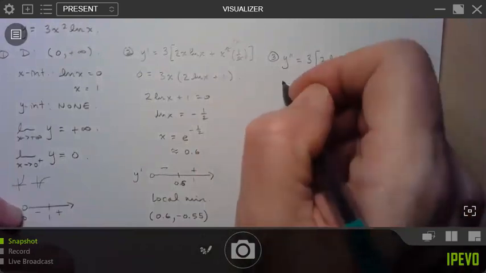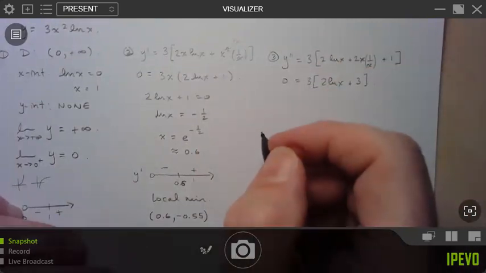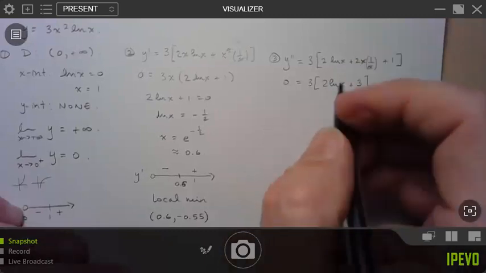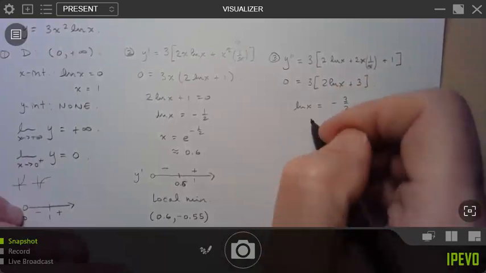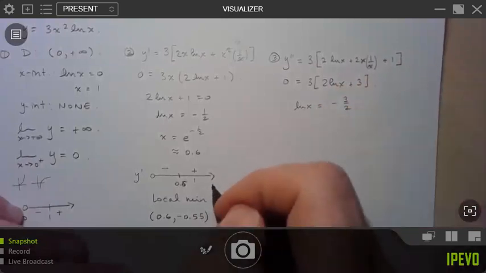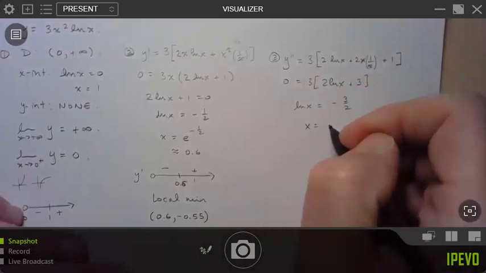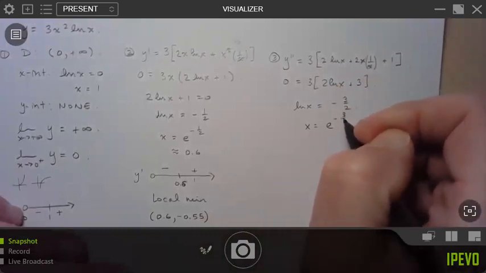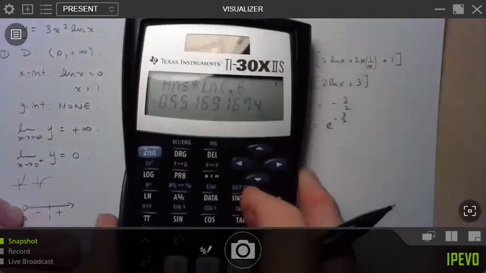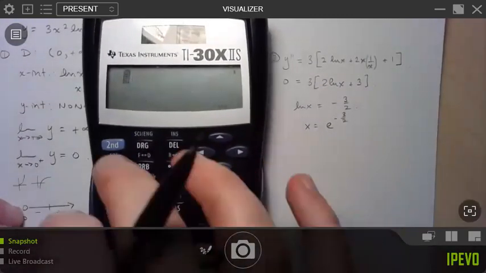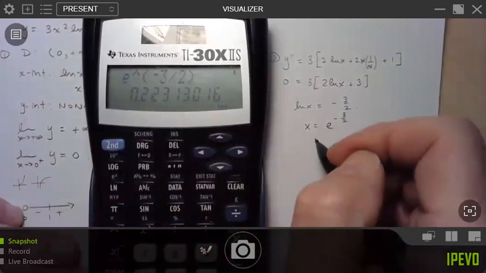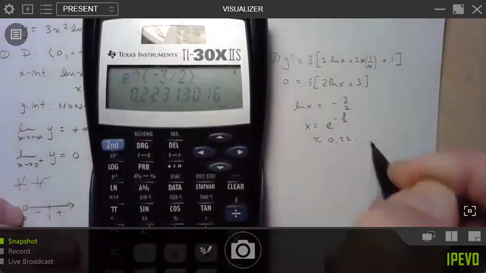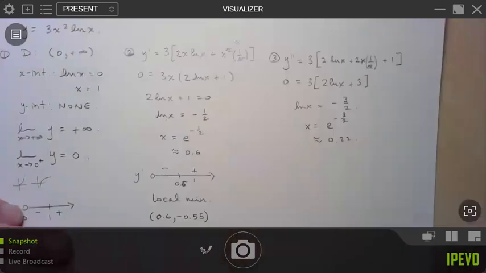All right, so make that equal to 0. Now I'm left with 2 ln x + 3 = 0, so ln x is equal to -3 over 2. Again, switch it into exponential form, so x is equal to e to the -3 over 2. Again, I'm going to stick that in my calculator. e to the -3 over 2 is about 0.22.